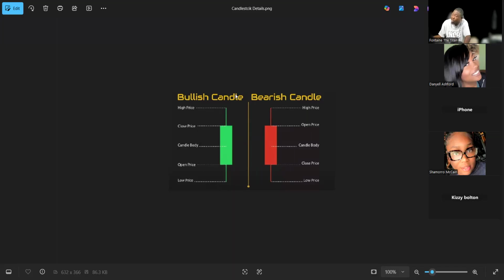So if the market is going up, that means that the price opened low and then it closed high. And that lets us know that it's a bullish candle. And then the green color is going to represent the fact that it is a bullish candle. Now, on the opposite side, you have the bearish candle. That means the price opened high and then closed low, right? And this candlestick is red.